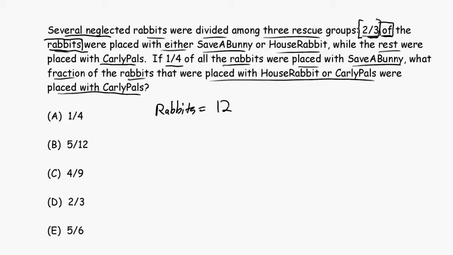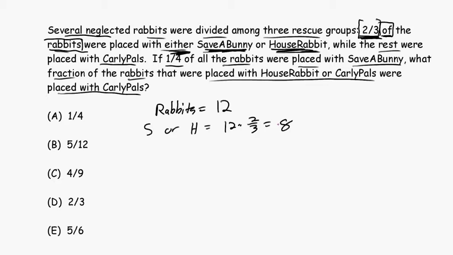Now I'm just going to get to work and write down everything I can figure out, and of course I'm going to stay nice and organized and define my elements. That's something that I discussed in the previous video. So in other words, what can I figure out if I have 12 rabbits? Going back up to the question, 2/3 of the rabbits were placed with either Save a Bunny or House Rabbit. So what that means is I can figure out that the rabbits with S for Save a Bunny or H for House Rabbit is 2/3 of 12. 12 times 2/3, and that's going to equal 8.